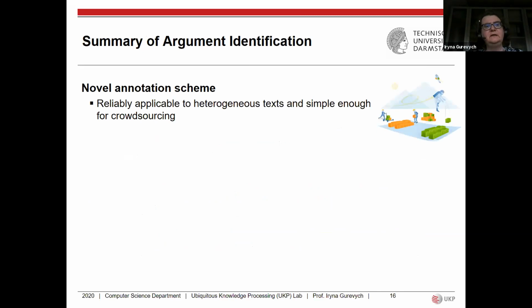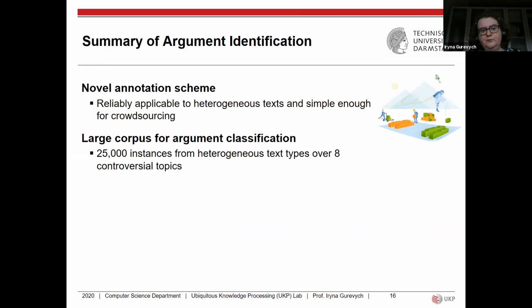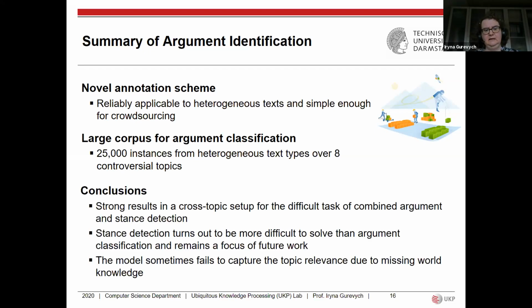So in summary of the argument identification research, I'd like to point out that we have proposed a novel annotation scheme which is reliably applicable to heterogeneous texts and simple enough for crowdsourcing. And we have proposed a large new data set for argument classification with 25,000 examples over 8 controversial topics. And our conclusions indicate that we have strong results in a cross-topic setup for the difficult task of combined argument and stance detection. However, stance detection turns out to be more difficult to solve than argument classification and remains a focus of future work.